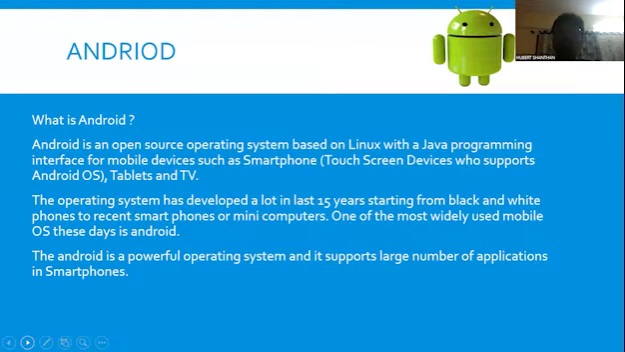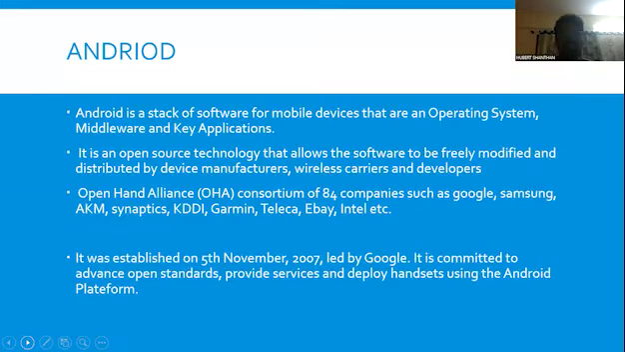If you see, different types of operating systems are there for mobile. iPhone uses iOS, whereas smartphones, that is normal Android phones we are using, use Android. So what is Android? Android is a stack of software for mobile devices: operating system, middleware, and key applications. As I said, it is open source technology which we can modify and customize for our usage.